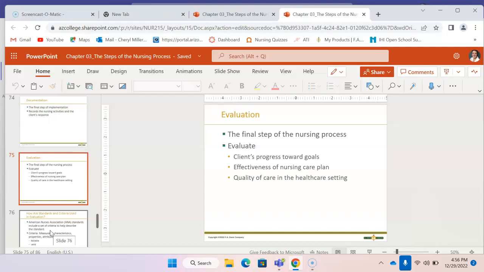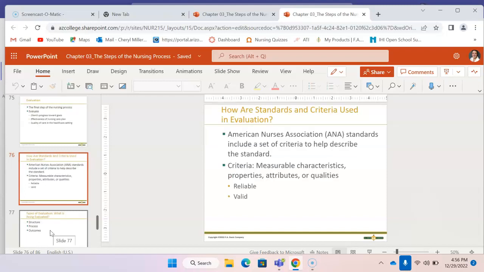So you're evaluating your progress towards the goal, the effectiveness of your care plan, and the quality of the care that they are getting. So if their oxygen is 99 and they have been without oxygen all day, their progress towards the goal is going well. It's met. So you're looking at, is it met or unmet? You're looking at the standards and the criteria. You want a criteria that's measurable, reliable, and valid. So an O2 sat of 98 is a valid measure.